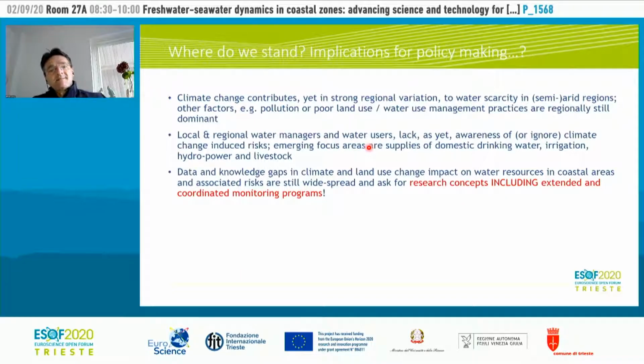So where do we stand? From my current point of view, I would say that we do know, obviously, that climate change contributes to water scarcity in semi-arid regions. There's no doubt about it. It can be felt. The projections are very clear. And I think this will exacerbate strongly in the future.